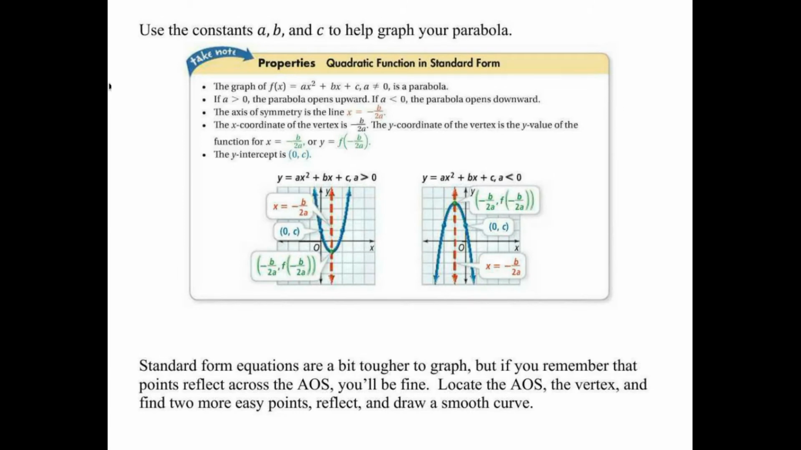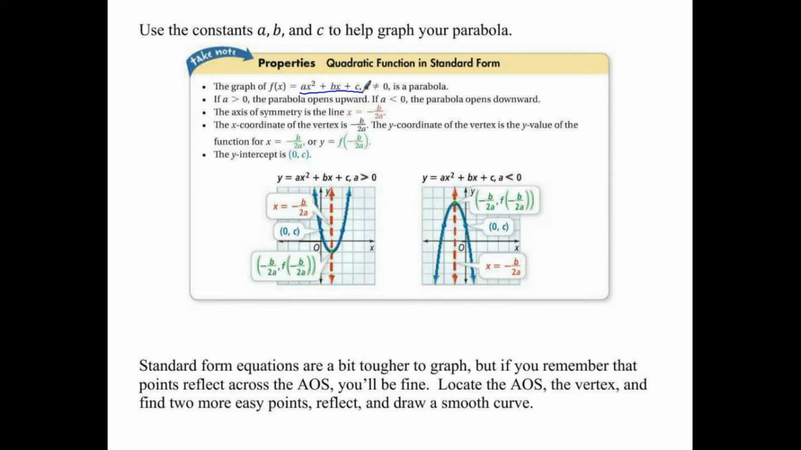So this little chart that's up here has a summary of basically everything I've been talking about and then a little bit more. So the constants a, b, and c, those are numbers. We're not talking about the letters x squared and x. Those are the variables, okay? Just the constants a, b, and c are going to help us graph our parabolas in this section from standard form. So first of all, the graph of standard form, f of x equals ax squared plus bx plus c, and then it says a is not equal to 0, that graph is going to be a parabola.